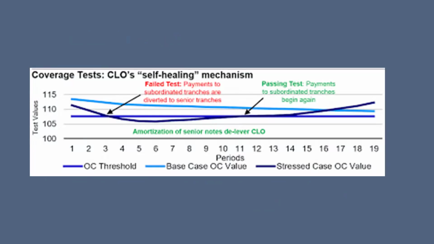Here's a little picture of how the coverage tests are essentially self-healing. We have the OC threshold, a base case and a stress case. If a trigger event does happen, the CLO itself is self-curing and self-healing; there are things that prevent this from happening and that could easily fix it, as an asset manager, as a CLO manager.